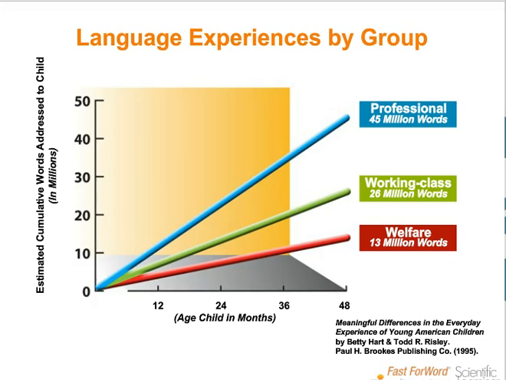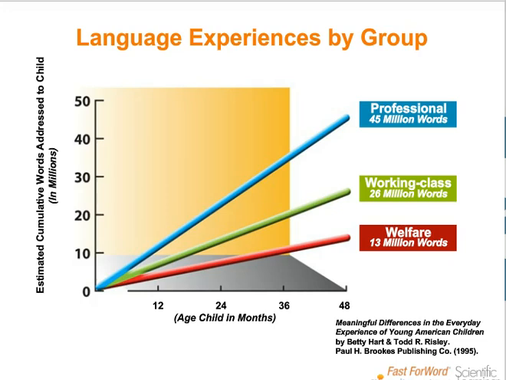over 40 million words. But if a child comes from a home below the poverty line, in the first 4 years of life, they're only exposed to 13 million words. That's a huge gap. That's over 30 million fewer words that the child hears before they enter school.